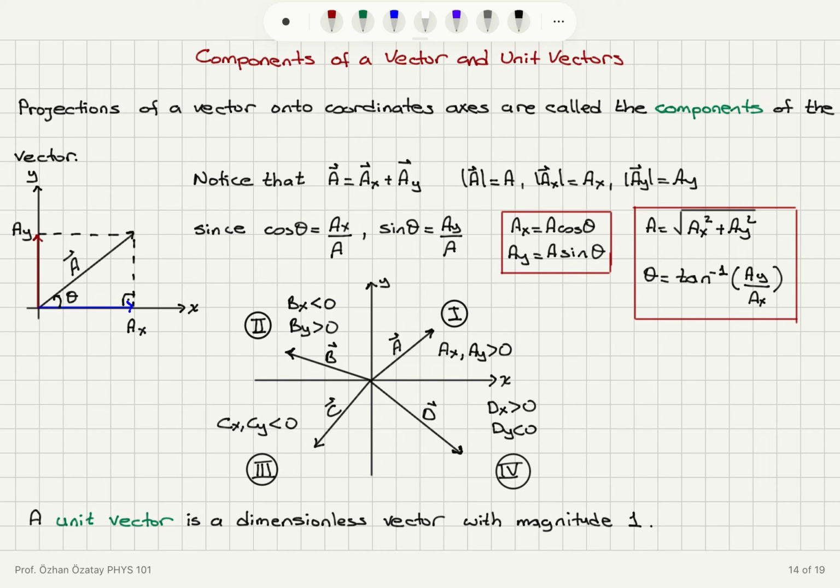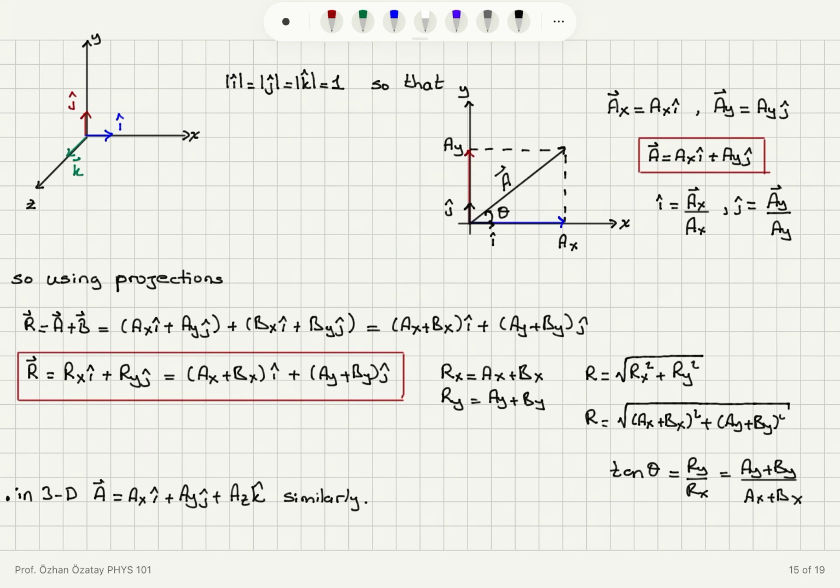which quadrant we're in. We talked about a unit vector, which is a dimensionless vector with magnitude 1. For the x, y, and z axes, we have i hat, j hat, and k hat unit vectors. And the vectors can be written in terms of unit vectors using their components. For 2 dimensions, a vector A is ax i hat plus ay j hat. And you can see that these unit vectors have magnitude 1 because they're equal to a vector quantity divided by its magnitude, so the dimension disappears and the magnitude becomes 1. And addition can be done in terms of the projections here.